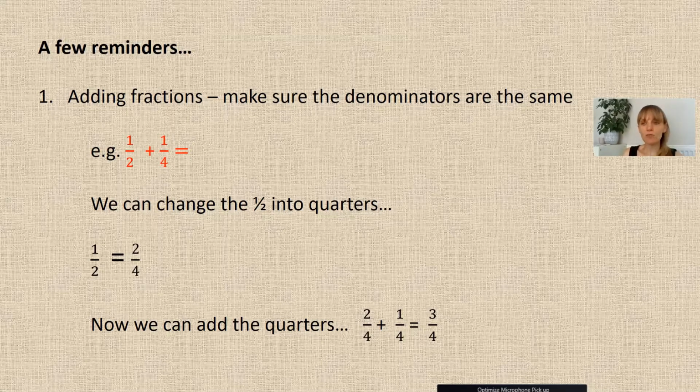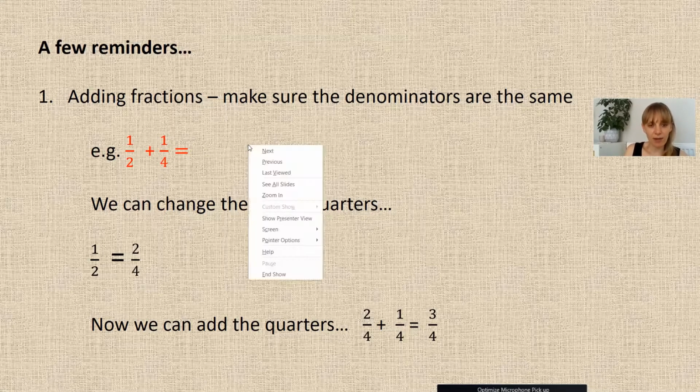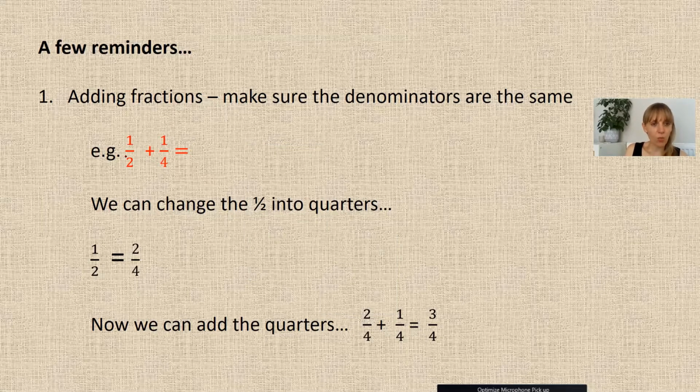So if you're adding or subtracting fractions, remember the rule, you have to make sure the denominators are the same. Which one is the denominator? It's the number at the bottom of the fraction. So in this case here, let me get my little pointer pen here. So we've got 1/2, here's an example, plus a quarter. The denominators are the 2 and the 4.